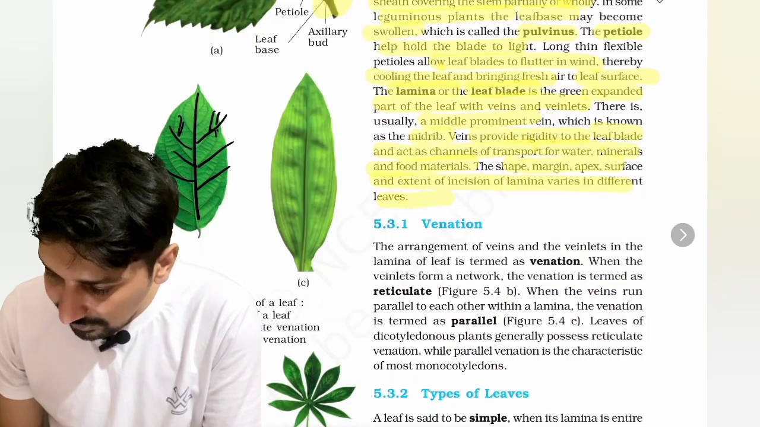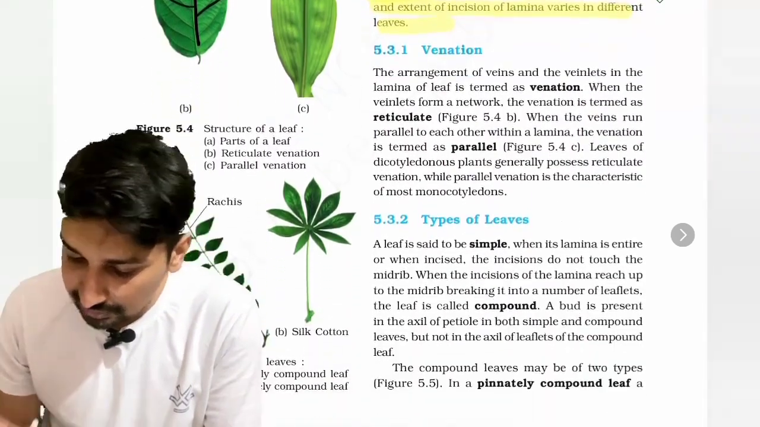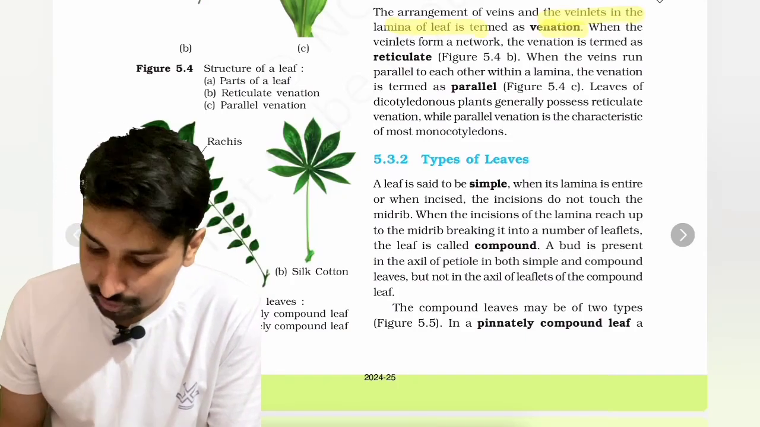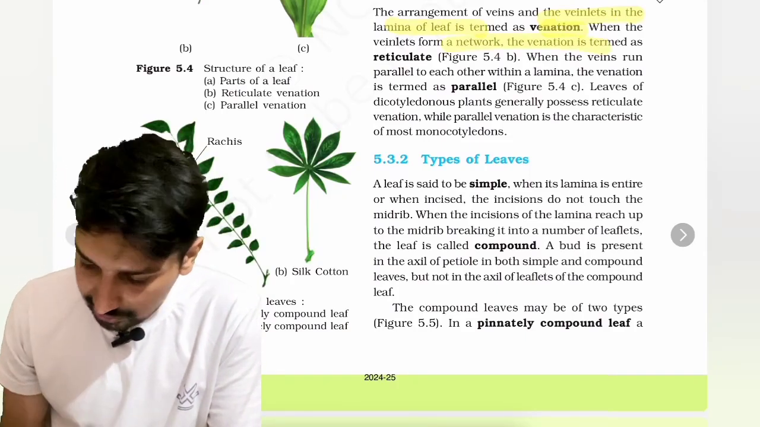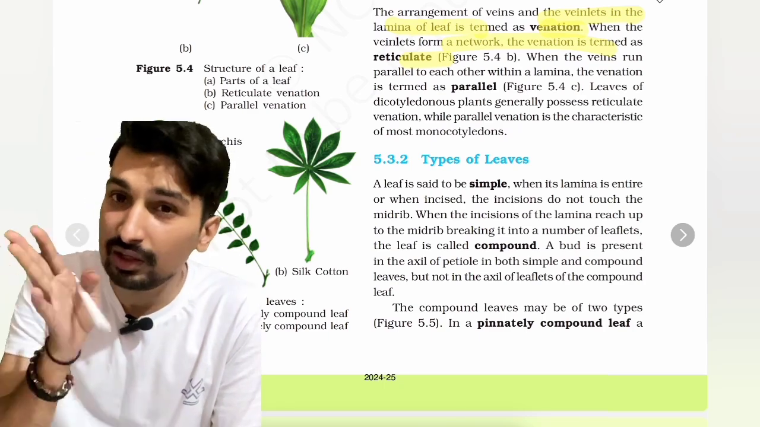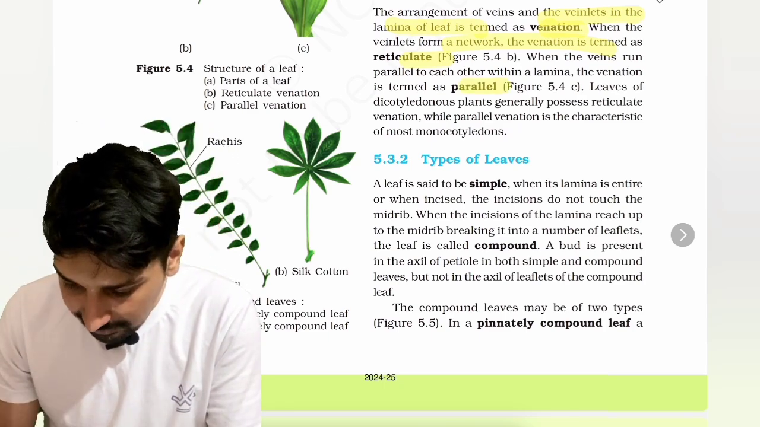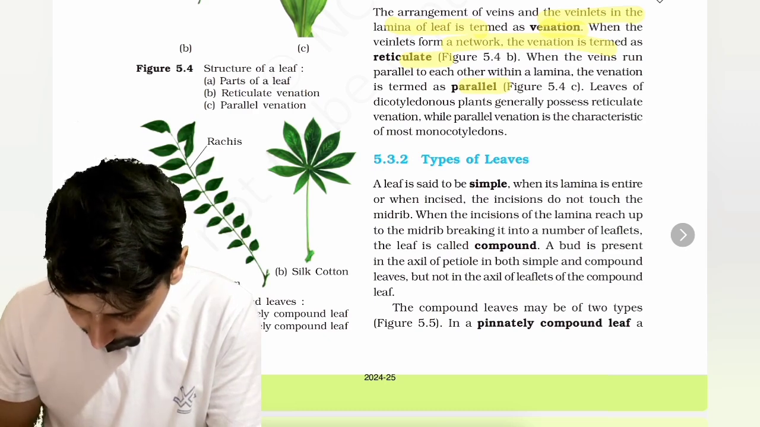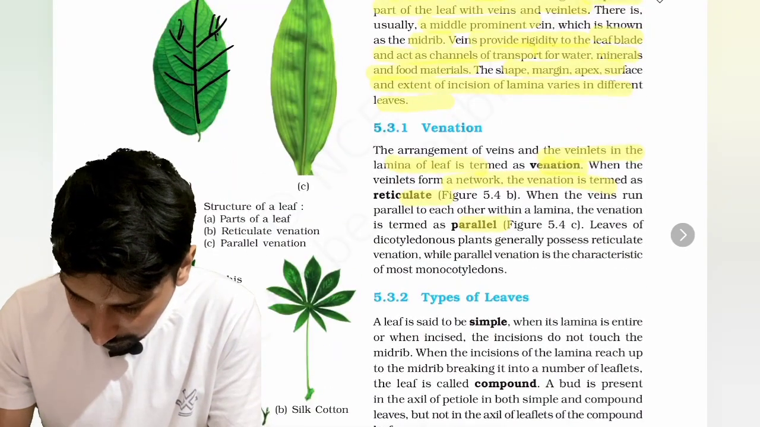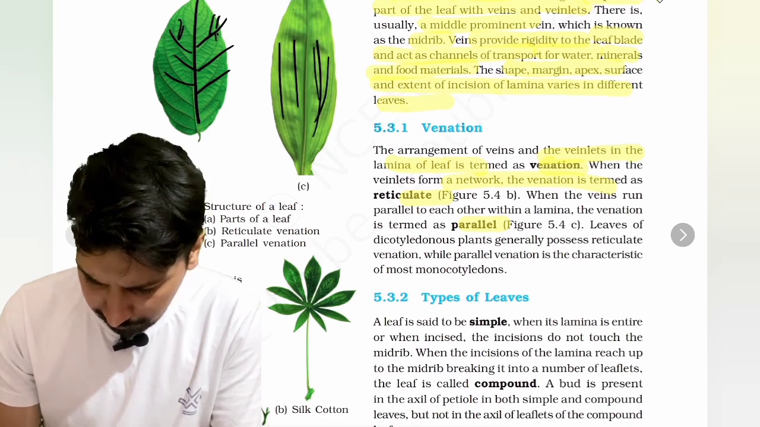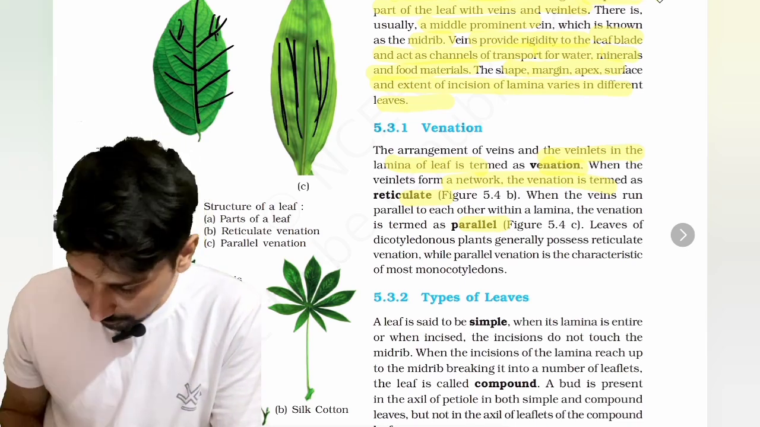The arrangement of the veins and veinlets on the lamina is known as venation. How the veins and veinlets are attached forms a network, which is known as reticulate. It can be reticulate venation or parallel venation. If it is going like a network, like a web, it is reticulate venation. If the lines are parallel to each other, that is known as parallel venation. Here it is reticulate, like a network.